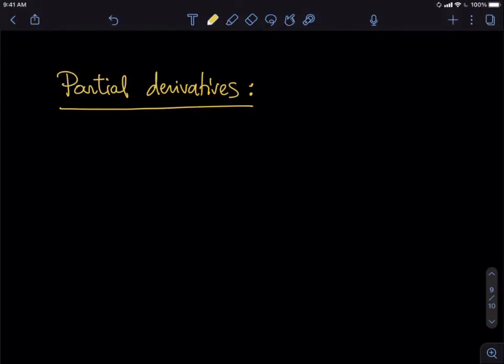Let us discuss in this video the notion of partial derivatives. Partial derivatives is something we already know. The definition of a partial derivative of a function f from an open set E in Rn into Rm, okay, has partial derivatives with respect to each of the variables.